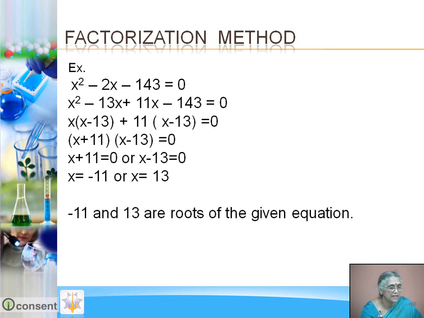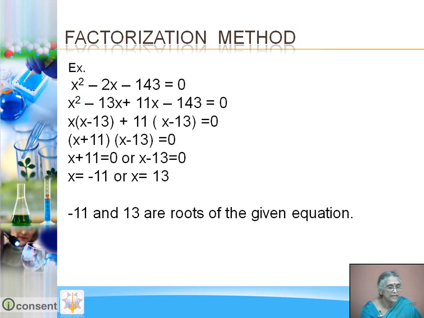So we will find two terms such that product is minus 143 and addition is minus 2x. So obviously minus 13x and plus 11x are the two terms whose sum is minus 2x and product is minus 143x square. So we write this as x square minus 13x plus 11x minus 143 is equal to 0.